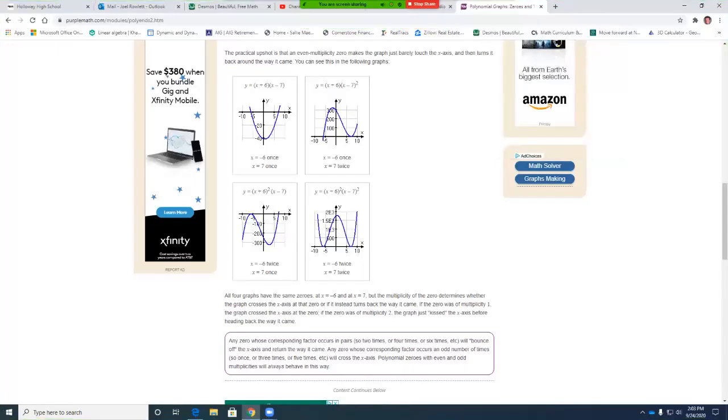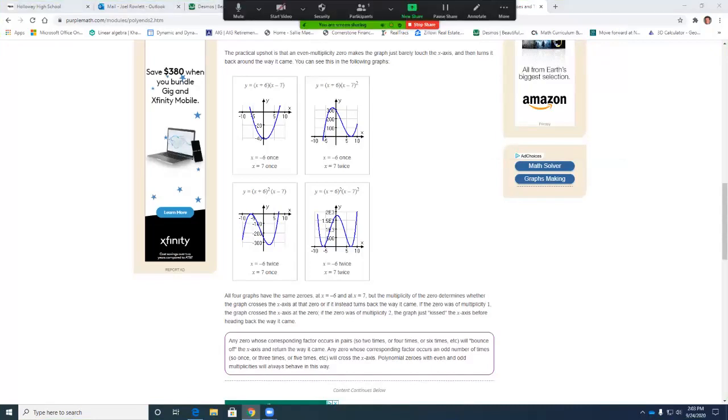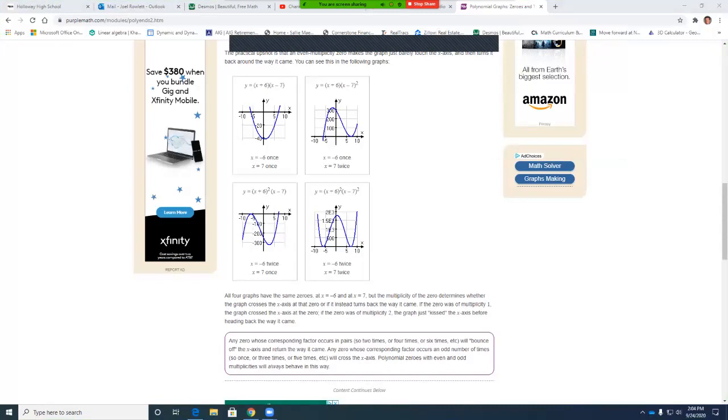Okay, so in this section, we're going to talk about how to determine the multiplicity at each x-intercept or at each zero to see if we can get an idea of what the graph would look like. So let's take a look at, suppose we're given something like this.